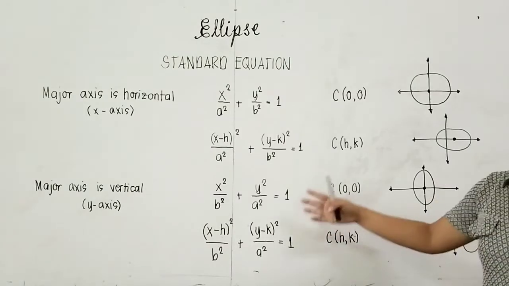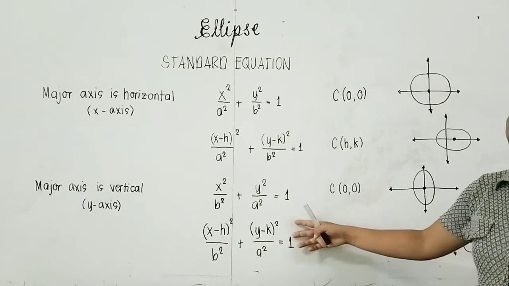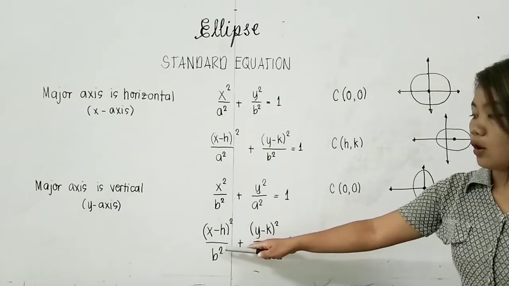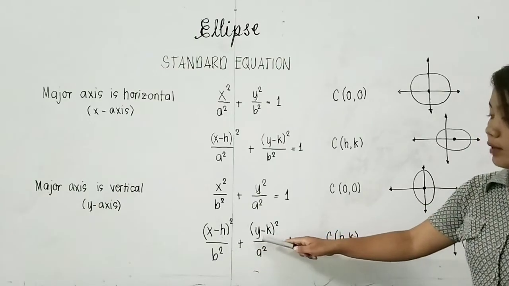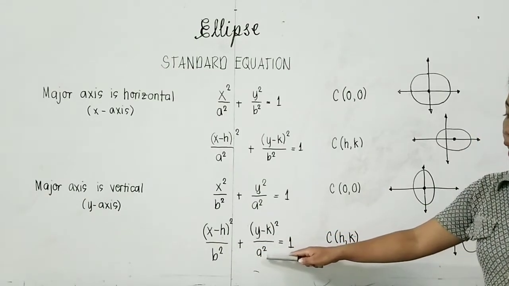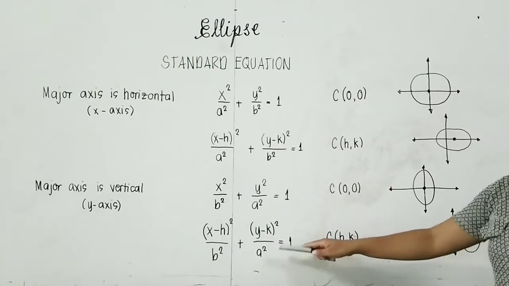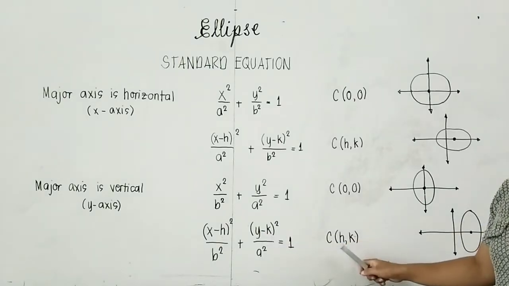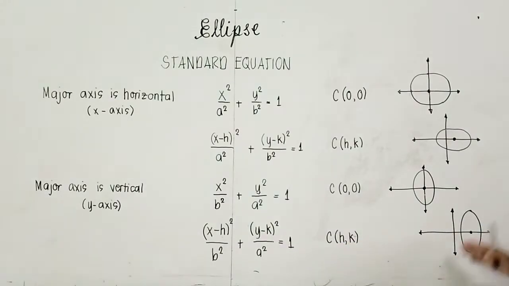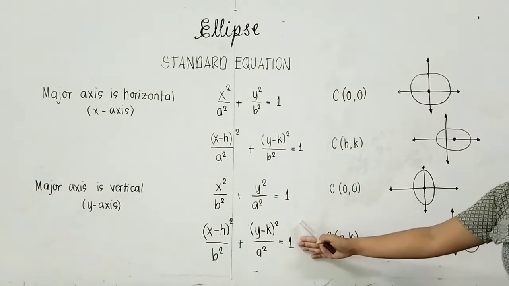Next, we have the quantity of x minus h squared over b squared plus y minus k squared over a squared is equal to 1. It is if the center is at (h, k). In our illustration, this ellipse's major axis is parallel to the vertical axis or the y-axis, and we have our center at the right of the y-axis, so it is not at the origin. So we have our equation like this.